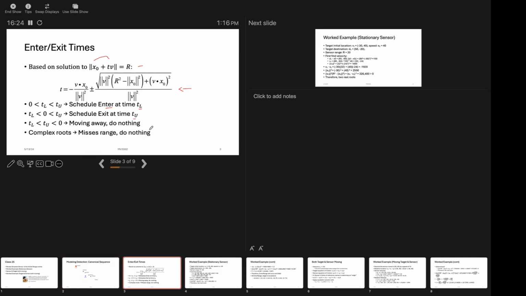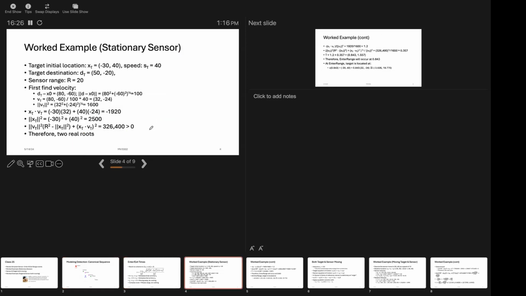So now, let's look at an example. I get to choose the numbers so that I don't have to do as much work. When I make you do it, I think I'm a little meaner, but that's my problem.